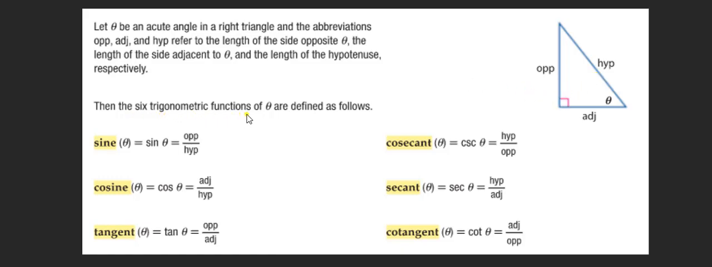Then the six trigonometric functions of theta are defined as follows. Sine theta is opposite over hypotenuse, cosine theta is adjacent over hypotenuse, and tangent theta is opposite over adjacent. You probably are used to these three from geometry, SOHCAHTOA. Now, cosecant theta is hypotenuse over opposite, which is the reciprocal of sine theta. Notice, sine theta was opposite over hypotenuse, but cosecant theta is hypotenuse over opposite. What about secant theta? Secant theta is hypotenuse over adjacent, which is the reciprocal of cosine theta. And cotangent theta is adjacent over opposite, which is the reciprocal of tangent theta.